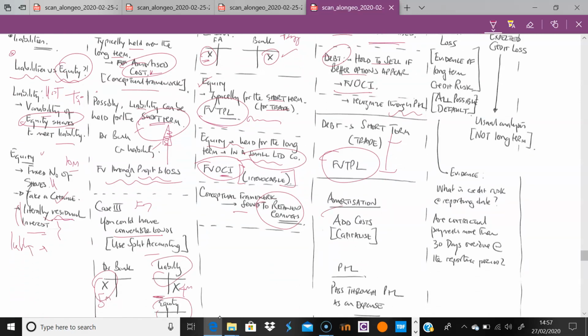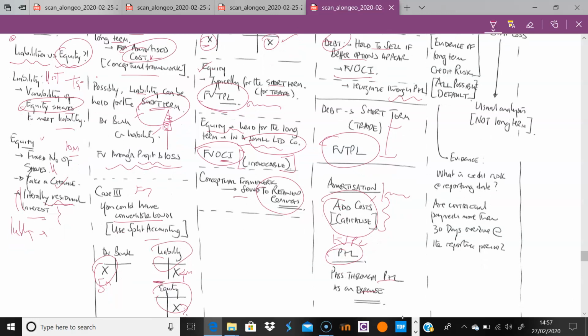So when you're amortizing, you can add the other costs to capitalize them. But when you're holding anything in fair value through profit or loss, when I say other costs, I mean your transaction costs. Here, when you're holding things at profit or loss, you're typically passing them through the income statement as an expense.